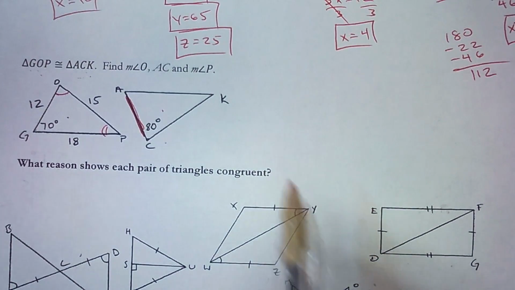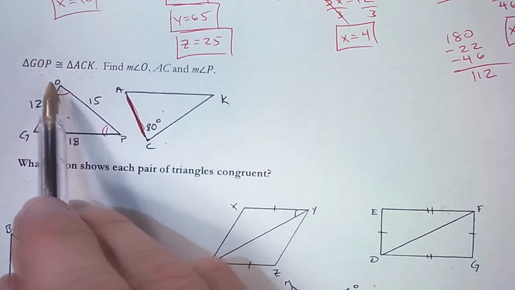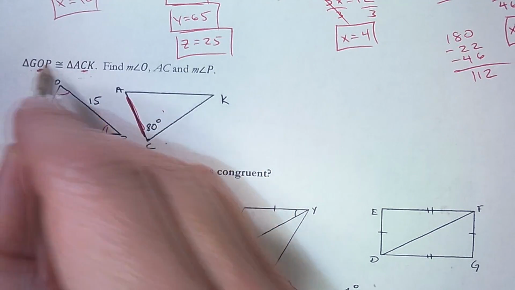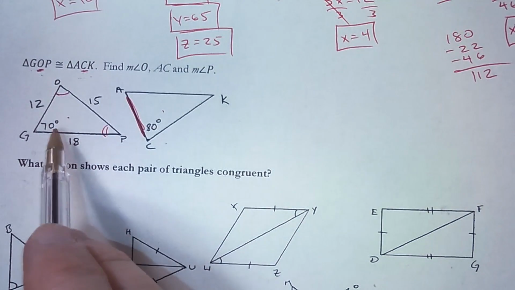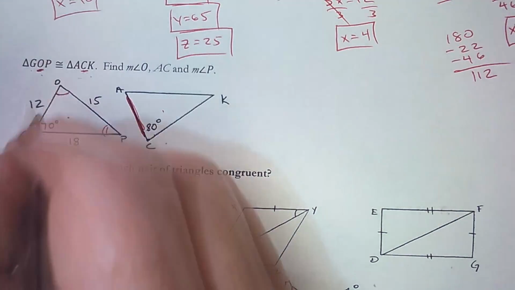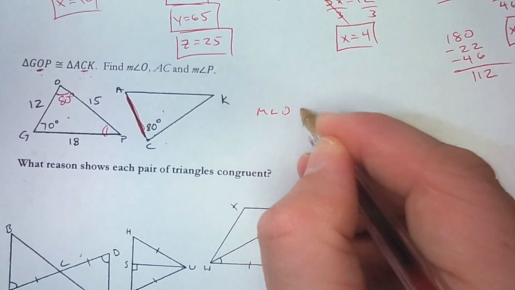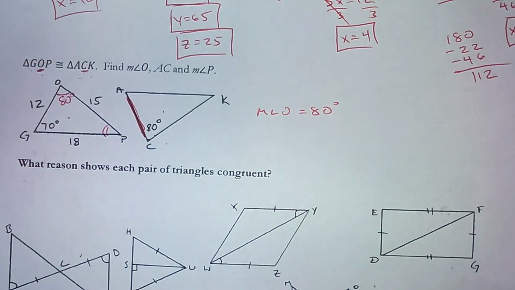Alright, so for the measure of angle O, O and C are corresponding. So they are the same measure. C is 80, so O is 80. So the measure of angle O is 80 degrees.